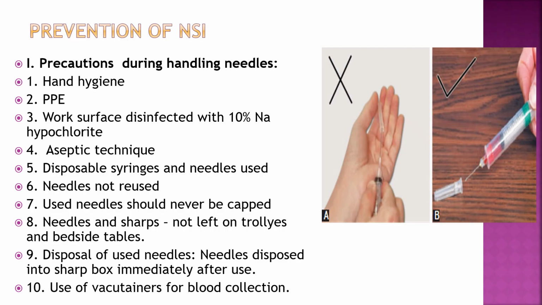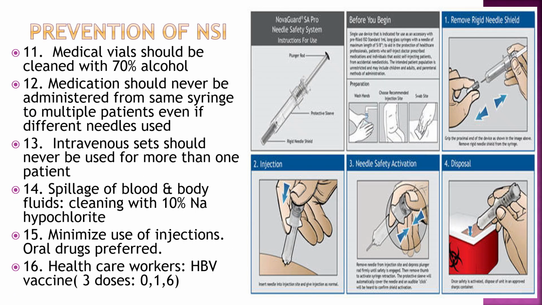Use of vacutainers for blood collection, so preferably vacutainers should be used for blood collection. Medical vials should be cleaned with 70% alcohol. Medication should never be administered from the same syringe to multiple patients, even if a different needle is used. This is a very common practice in general practitioners, but there are chances of transmitting infection. So the same syringe should not be used for many patients, even if a different needle is used.